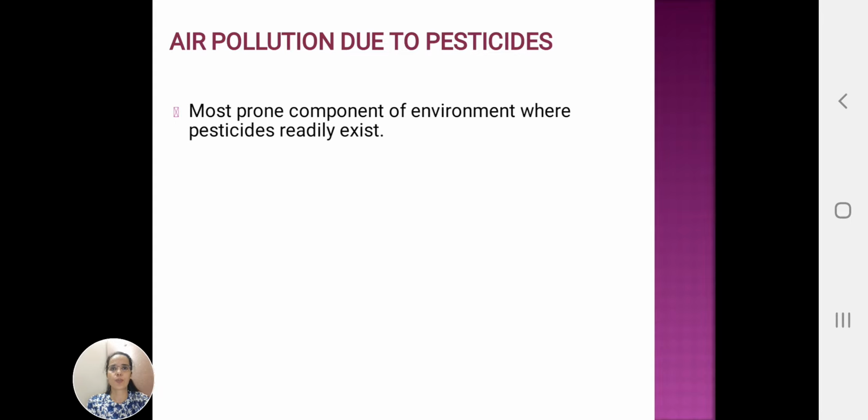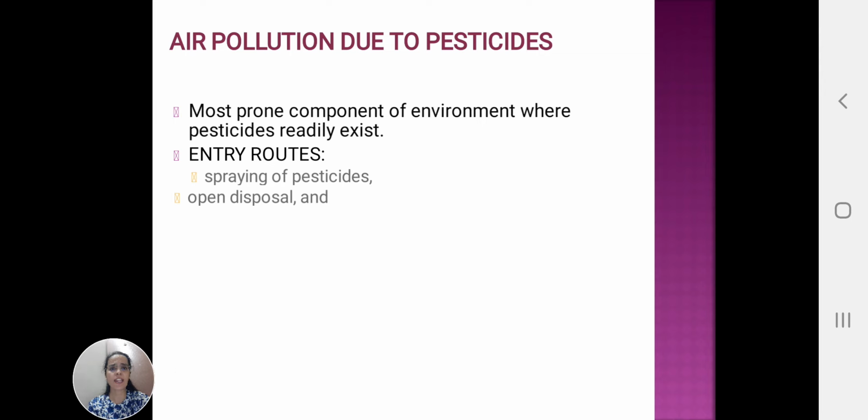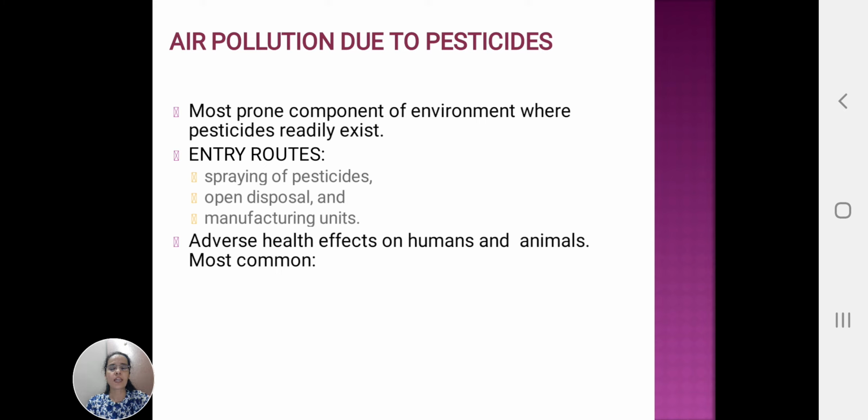Air pollution due to pesticides. Air is the most prone component of environment where pesticides readily exist. The entry routes are spraying of the pesticides. It includes the direct spraying, open disposal. The pesticides are sometimes disposed of directly, thus they are released into the air and from the manufacturing units, whereby there is a direct release of the pesticides and different residues into the environment.